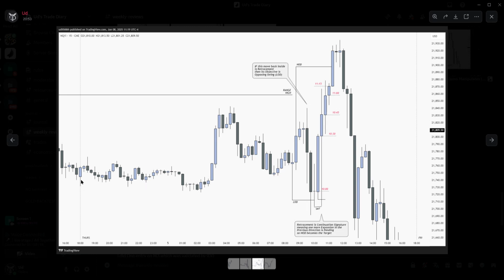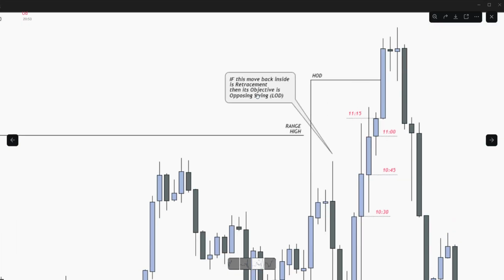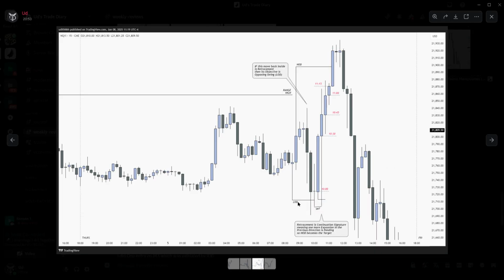Alright, M15 much clearer. Thursday opens up here. It was this low of the day which was manipulated and I wanted to frame it till here, which I couldn't. After this, again, expansion into this relevant swing, expansion into an objective. So if this move back inside is a retracement, price will seek opposing swings in this case as retracement objective. It was low of the day, correct? Low of the day. That is what I wrote. If this move back inside is retracement, then its objective is opposing swing, correct? Which is low of the day, correct?